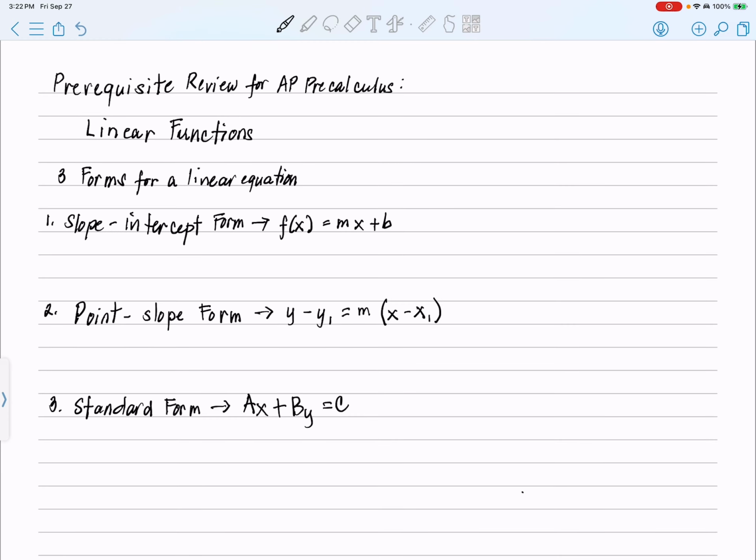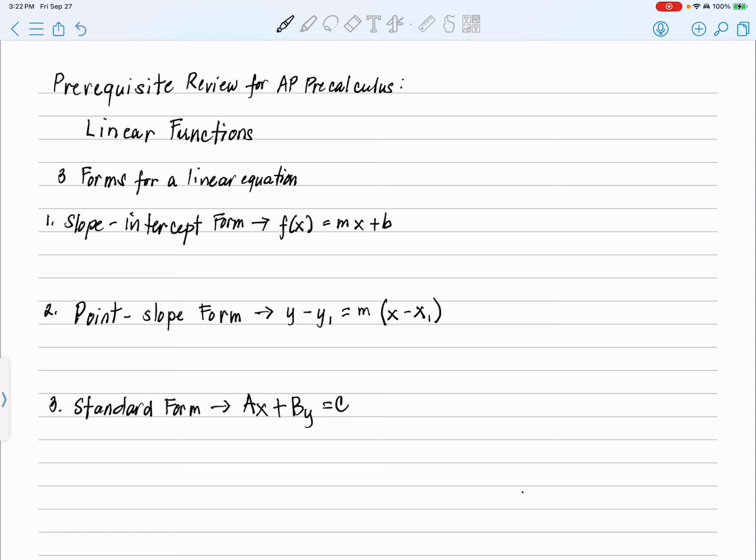In order to be successful in AP Precalculus, you have to review your skills and the content knowledge in Algebra 1, Algebra 2, and Geometry. Today we're gonna do one of the prerequisite reviews for AP Precalculus, and that is linear functions.